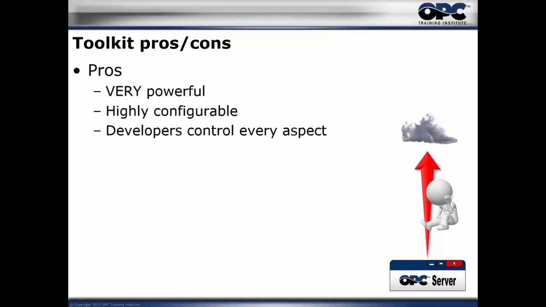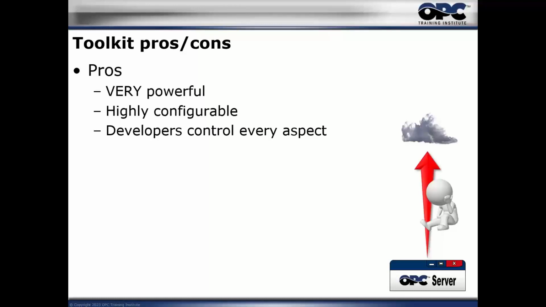But these toolkits have their own pros and cons. The pros are that they're extremely powerful. They really are. They're highly configurable, and they enable developers to control every aspect of their programs. I've used these toolkits myself. For example, as I said, I developed my own toolkit. I then used the OPC Foundation toolkit. And really, I can tell you, especially the toolkit you make yourself, they can be very, very powerful. And they really do enable you to control everything.